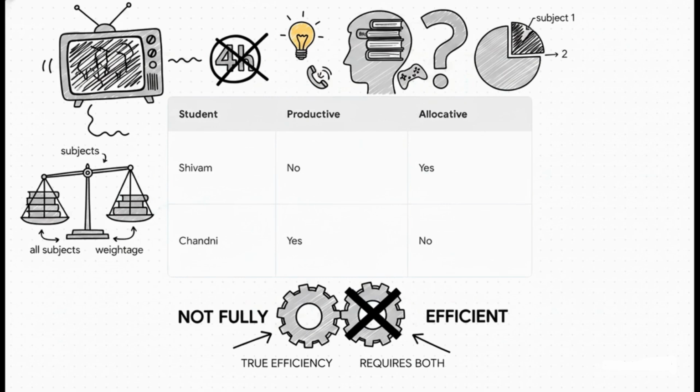Now, Chandni, on the other hand, she studies constantly with 0 distractions, highly productively efficient, right? But wait, she only studies 2 out of her 4 subjects. So she is not allocatively efficient. The big takeaway here, neither of them is fully efficient.